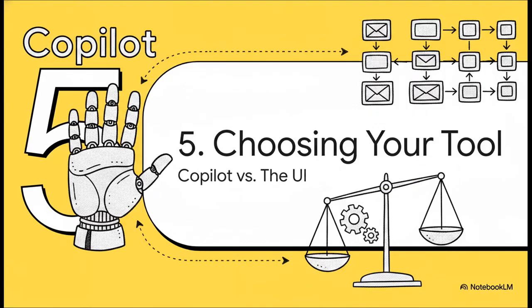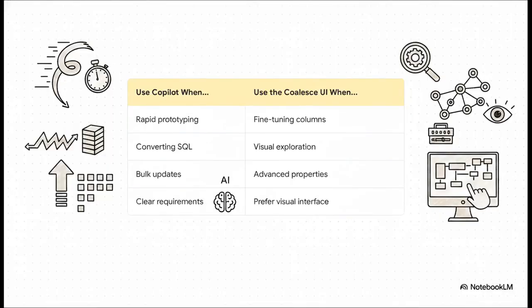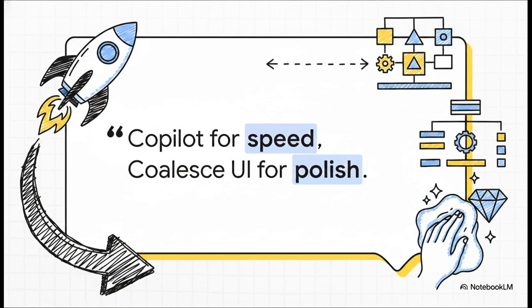Okay, so Copilot is obviously super powerful. But does that mean you never have to use the traditional graphical UI again? The short answer is no. The real secret to being efficient is knowing when to use which tool for the job. This table is a fantastic cheat sheet. Basically, reach for Copilot when you need speed. Think rapid prototyping, converting that old SQL, or making a bunch of changes all at once. But when you need precision, fine-tuning individual columns, visually exploring a really complex DAG, that's when you'll want to jump over to the UI.